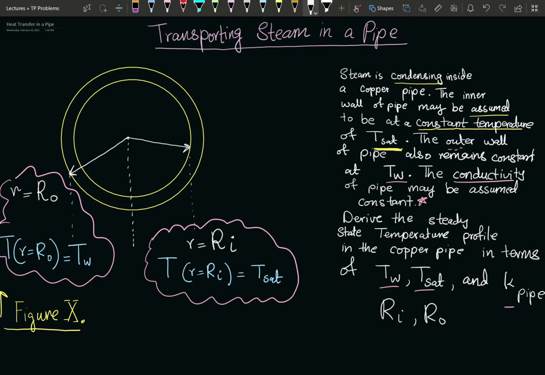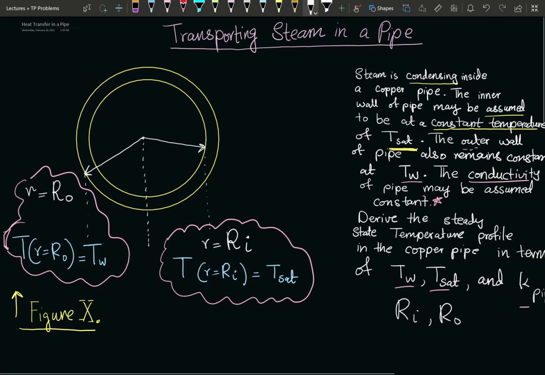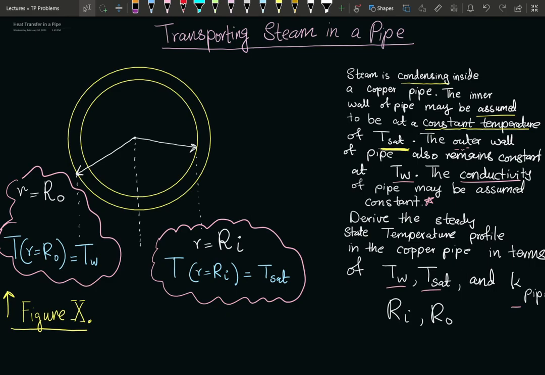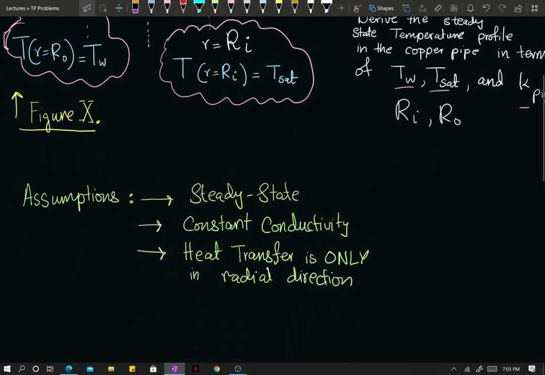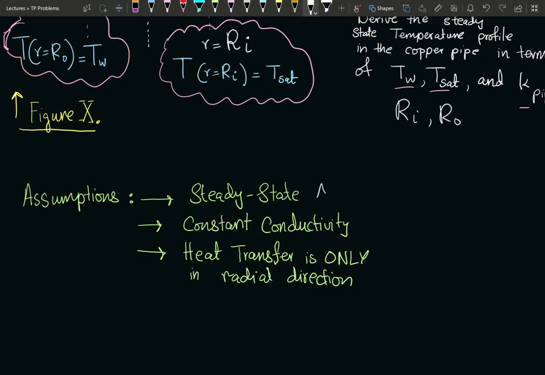When we're deriving the profile, we're going to be doing this problem symbolically, just algebra. We're not going to plug in any numbers yet. So let's start off, shall we? Our assumptions: we have steady state, no change with respect to time, very nice. Constant conductivity. Usually in some scenarios, conductivity is a function of temperature, usually a Taylor series expansion, but we're just going to say k as a function of T is just equal to k. We're assuming it's constant.